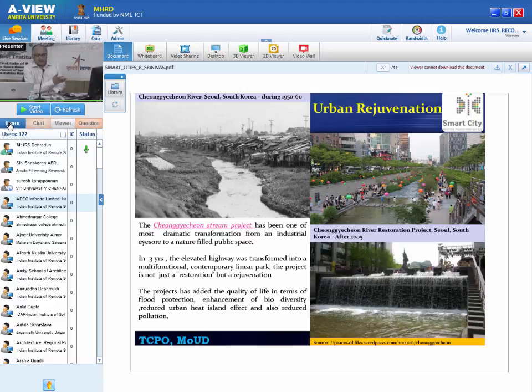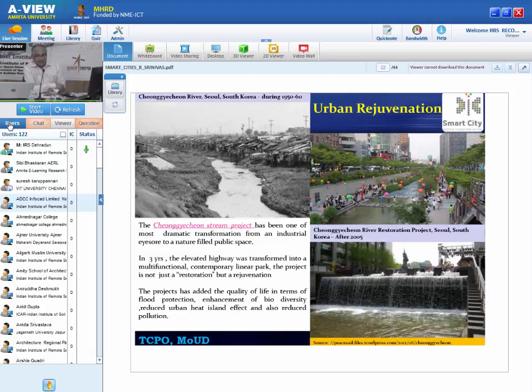This area is one of the most beautiful places passing through the central areas of Seoul, and has become very lively, very vibrant, and a lot of people come for recreation, they come for picnics, they come for leisure. And you see the quality of water also has been drastically improved. And if I read this sentence, the elevated highway was transformed into a multifunctional contemporary linear park. The project is not just a restoration, but a rejuvenation. The entire river was rejuvenated.